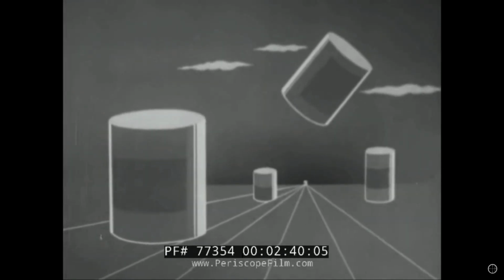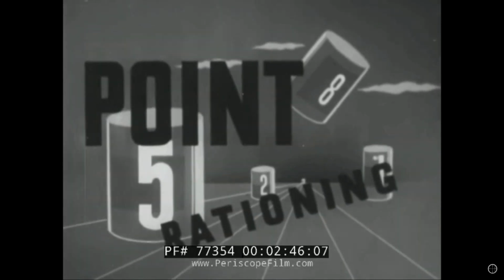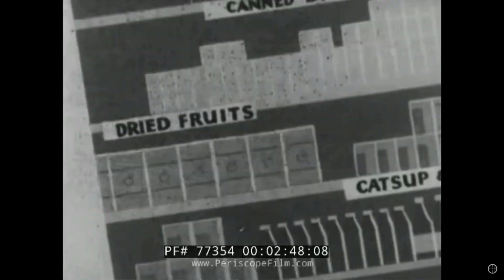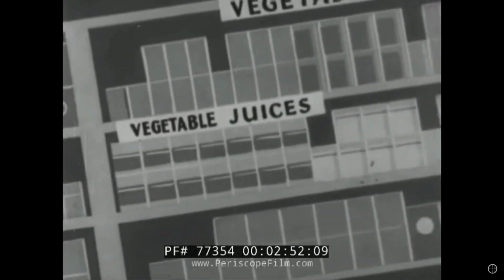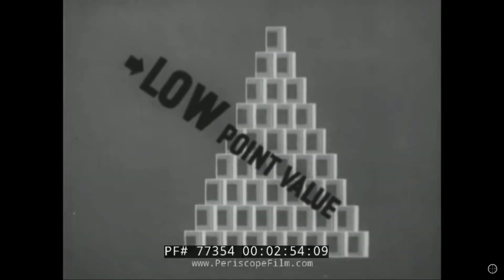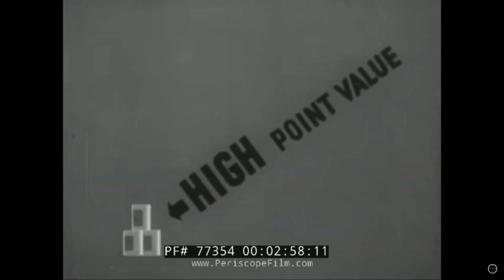Points. The system which has been adopted and has worked successfully in England for over a year is called point rationing. In the point rationing system, all these foods are grouped together, and your ration book is used to buy those you like. Those items which are not so scarce will take fewer points. Items which are more scarce will take more points.